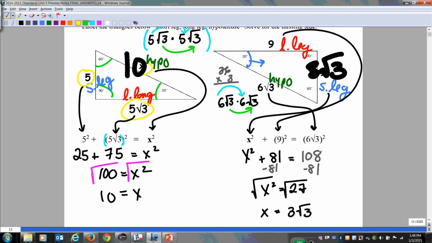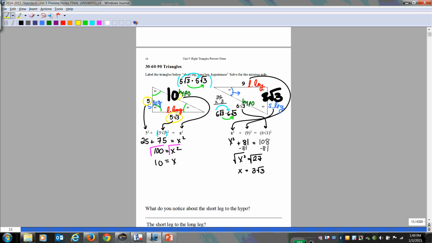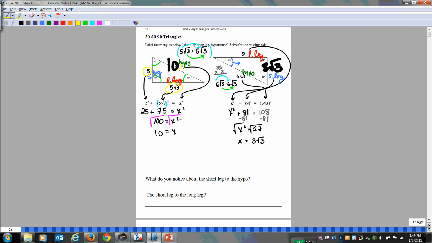Now, there is a pattern here for both. In fact, there's two patterns here. There's one pattern that says, what do you notice about the short leg to the hypo? Short leg to the hypo. Notice, short leg to hypo: 5, 10, 3 root 3, 6 root 3. There's the same pattern. Look at it very carefully.